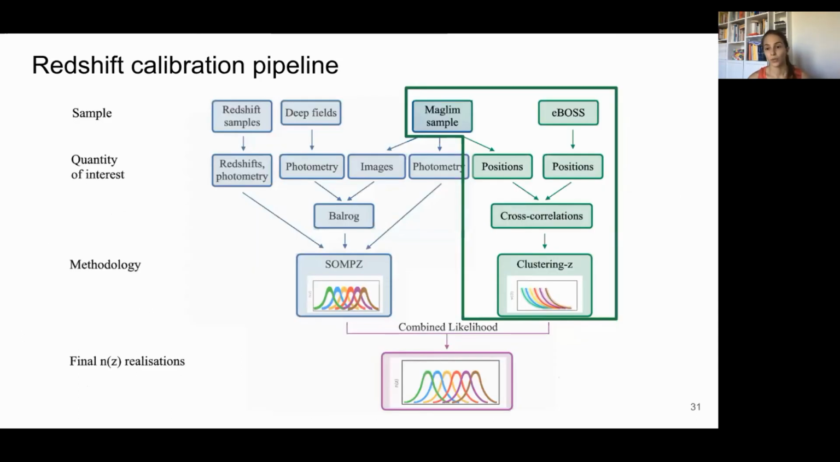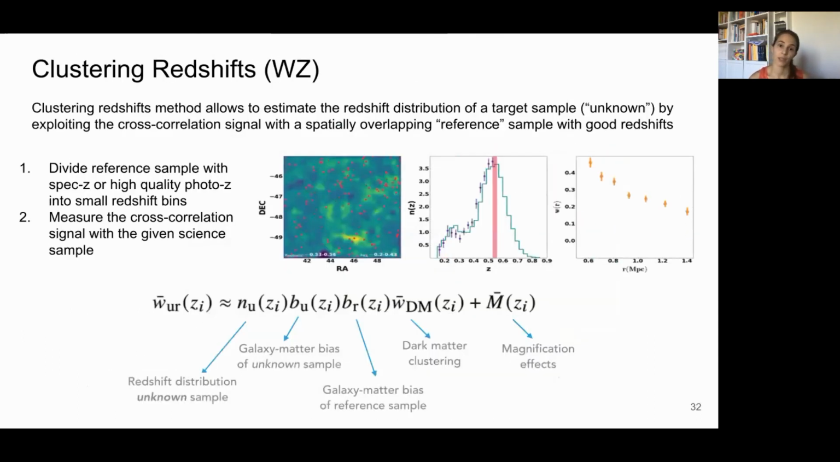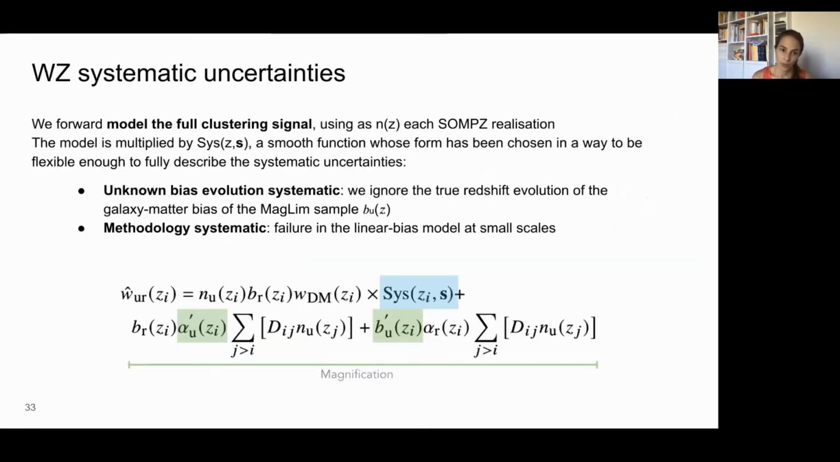Now we can move on to clustering redshifts, that instead is an independent methodology that exploits spatial overlap between your target sample and a high quality redshift sample that we are calling reference. And if we bin the reference sample into thin redshift bins and cross-correlate each of those with your target sample, you can obtain your signal. The main quantities into play here are the galaxy matter biases of the two samples, the dark matter clustering, and the magnification term.